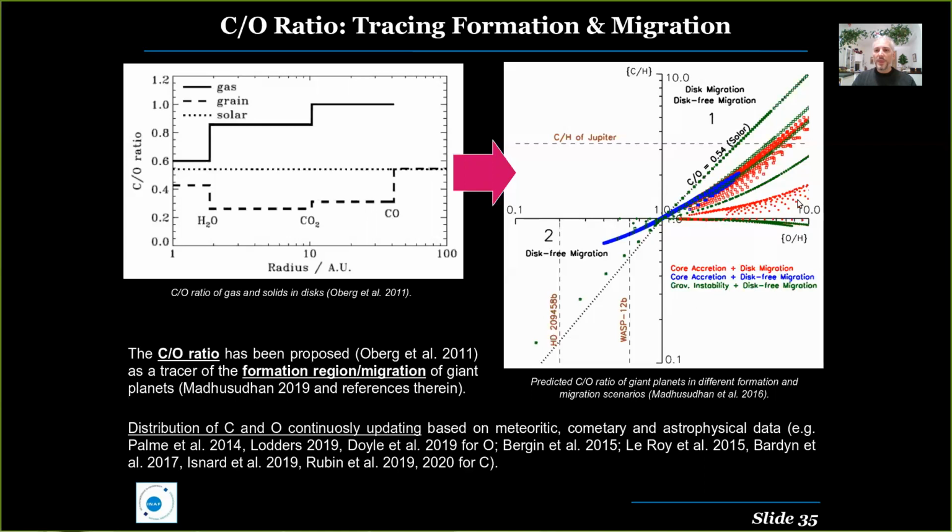And as you can see, it is possible for different formation and migration scenarios to produce similar or even the same C/O ratio of the planet, again introducing a degeneracy.